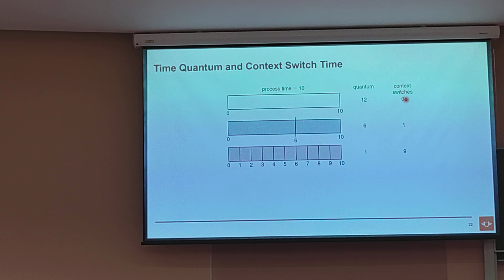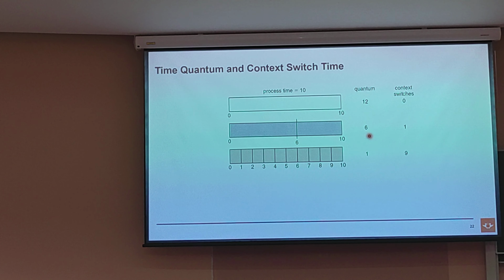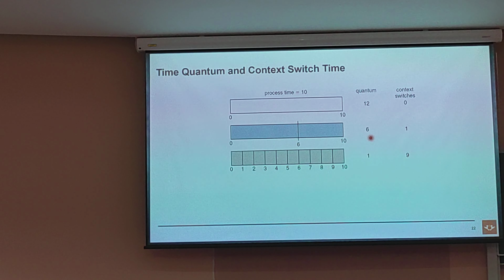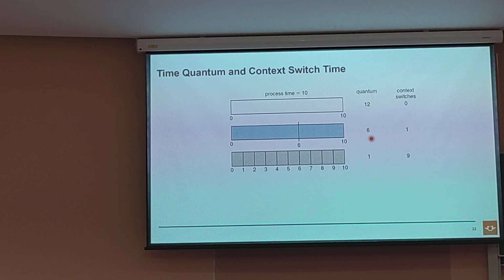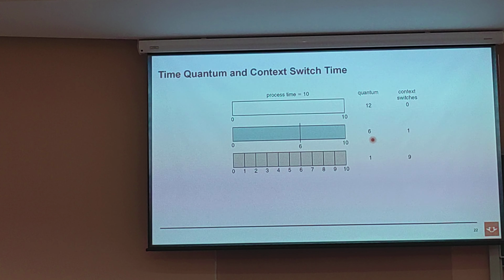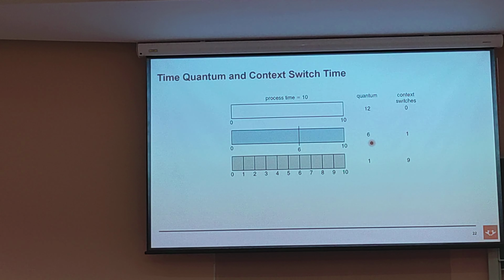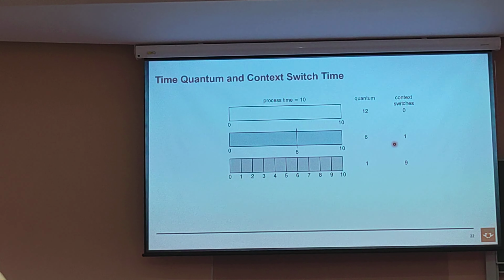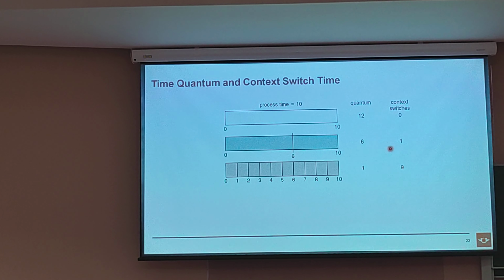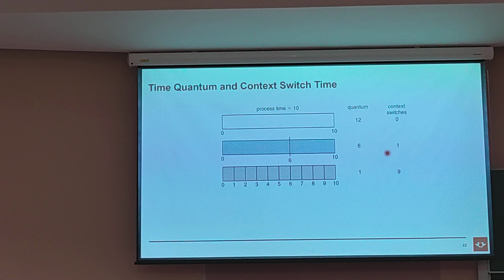In a case where we have a quantum of 6, for instance, same type of process, then this process will have at least 2 periods where it will be in the ready queue. That means there's 1 context switch that you waste on the process itself, and that means you're wasting a little bit of CPU time in the total execution time of that CPU burst.